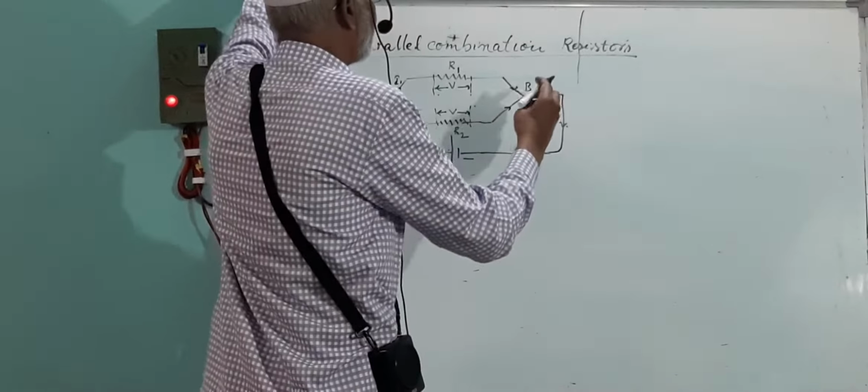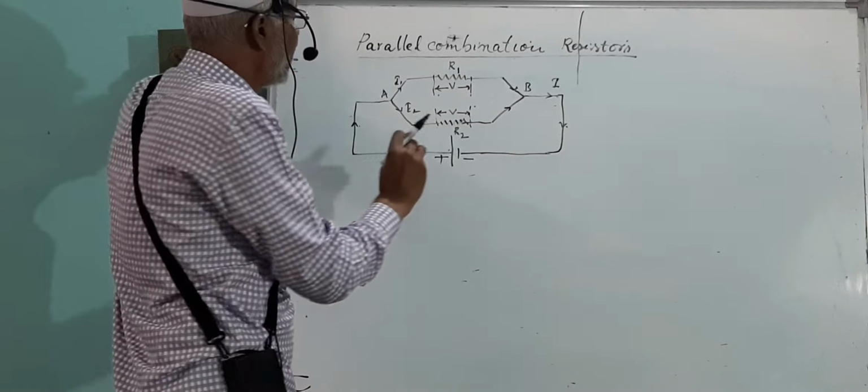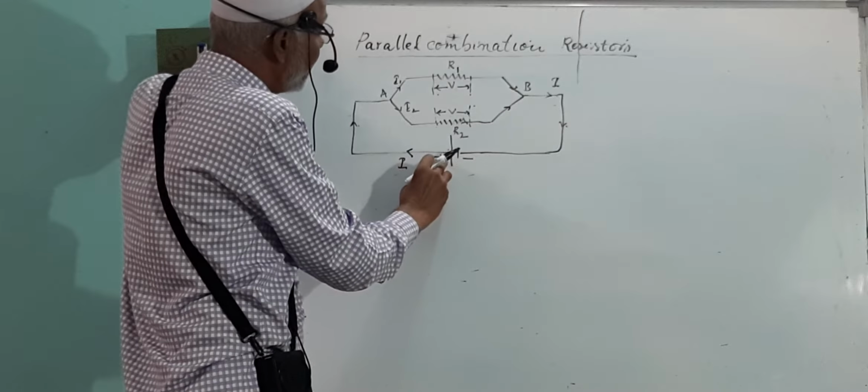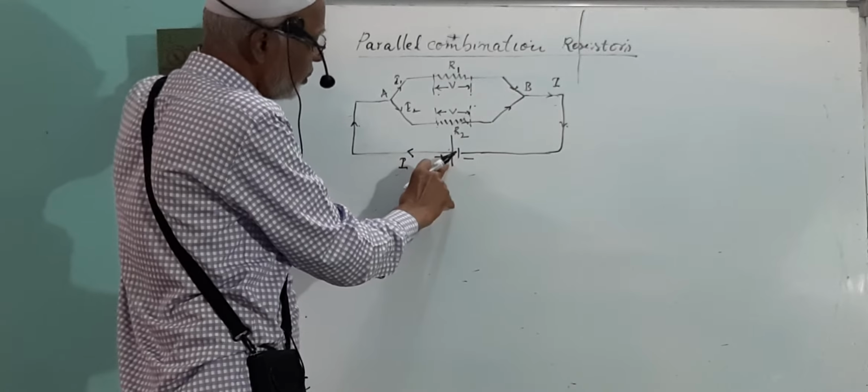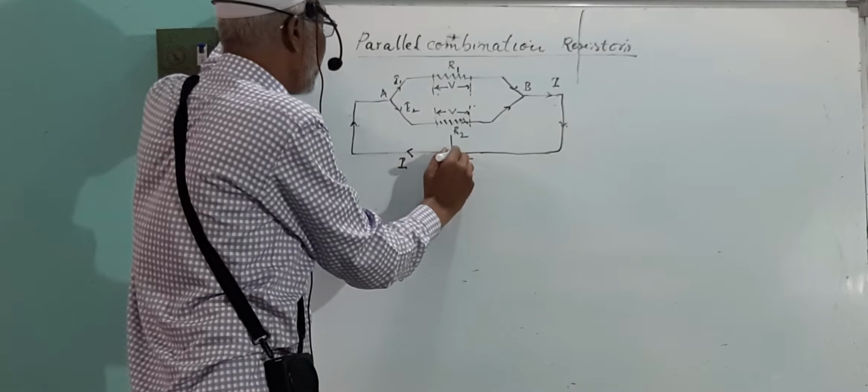As you know, current does not leak at any point or any part of the circuit. So how much current is leaving from the positive terminal, the same amount of current comes back at the negative terminal of the battery. So in this way, charges are continuously flowing in the circuit.